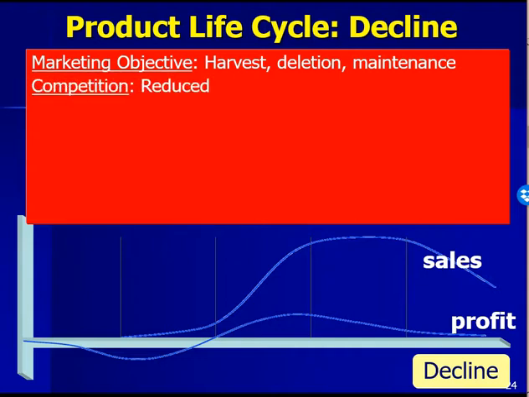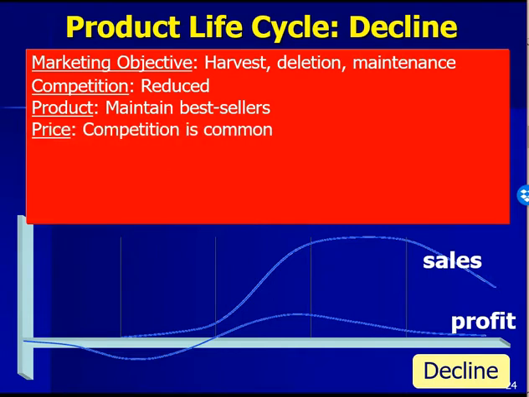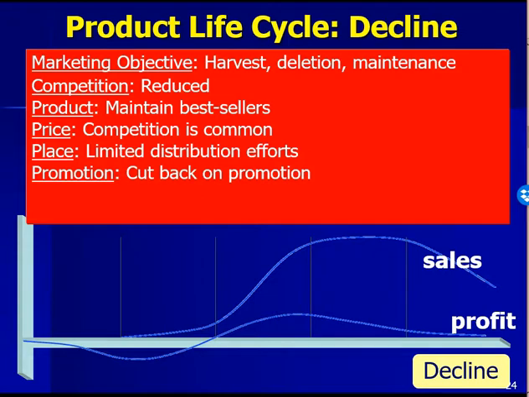But ultimately, in the decline phase, you want to maintain your best sellers because the competition is reduced and you want to squeeze the last bits of revenue that you possibly can from your best customers. So you would want to maintain your best sellers. In terms of price, competition can be common here because everybody's sort of trying to squeeze the last out. Or you see that maybe your trademark or your patent has expired, and so you're now getting competitors, unbranded competitors in the market space. In terms of distribution, you want to limit those to your best and cut back on promotion.